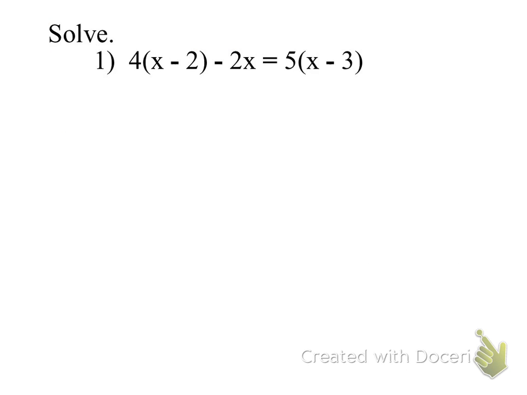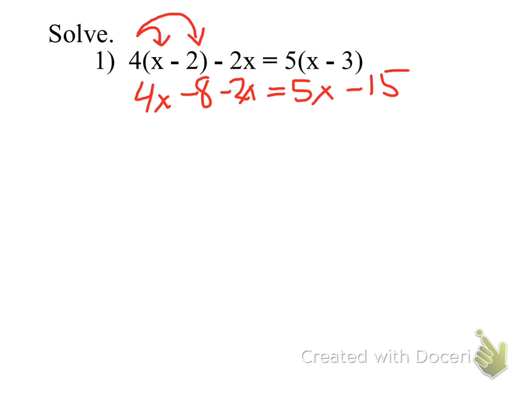All right. So, what do you think we would do here? Let's go with Peyton. Well, first, I use the distributive property to get rid of the numbers. Okay, and so what would it be when I use the distributive property? 4x minus 8 minus 2x equals 5x minus 15. Good. Okay, next step.